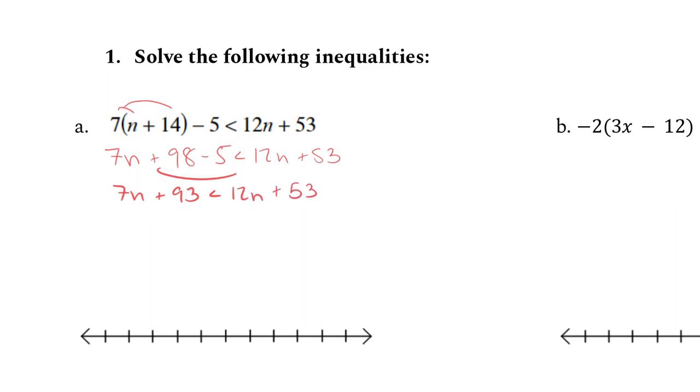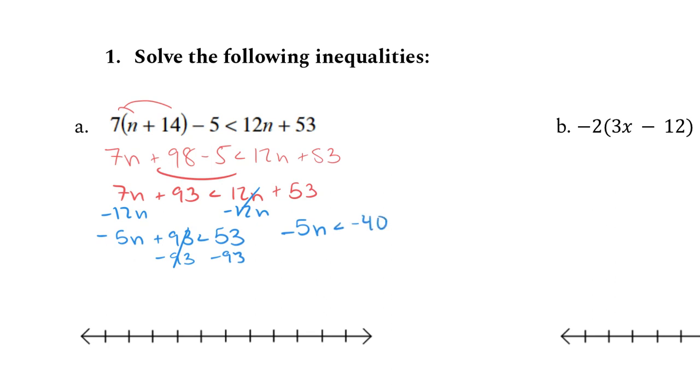Now at this point, remember, the important thing to do is always get the variable to the left side, meaning let's get rid of the right variable. So subtract 12n on both sides. We should get negative 5n plus 93 is less than 53. From here, hopefully these steps will be familiar to us. Let's subtract 93 on both sides. We should get negative 5n is less than negative 40.